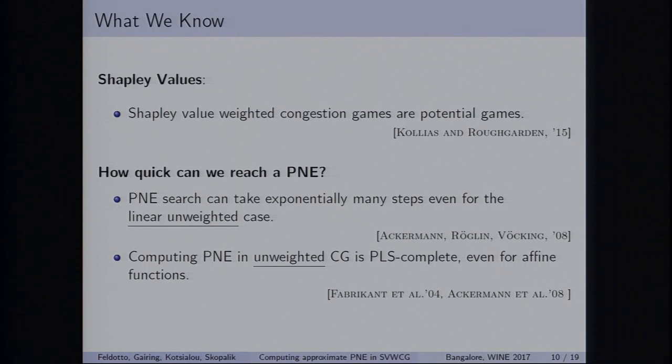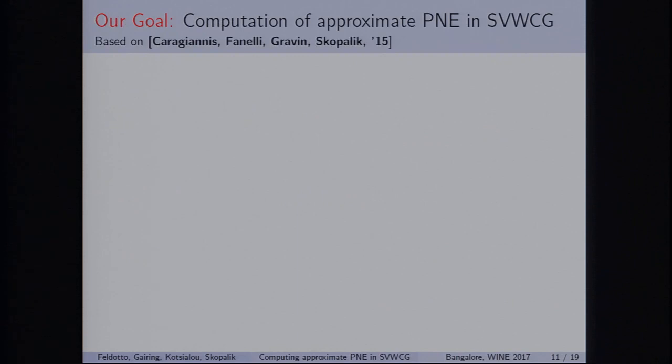And we also know that computing a pure Nash equilibrium is PLS-complete even for the affine unweighted case of congestion games. So what we do is relax the notion of pure Nash equilibrium to the approximate pure Nash equilibrium, and we compute approximate pure Nash equilibria in Shapley value weighted congestion games with polynomial delays. How do we do that? We follow and adapt the algorithmic approach of Karagiannis, Fanelli, Gravin, and Skopalik.